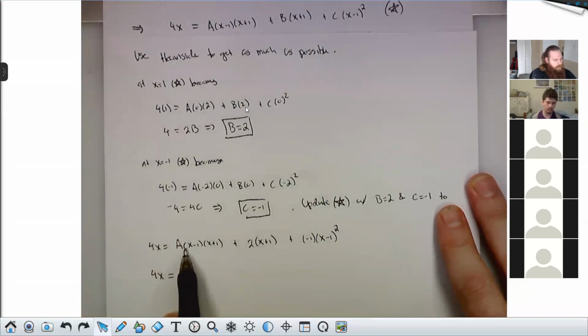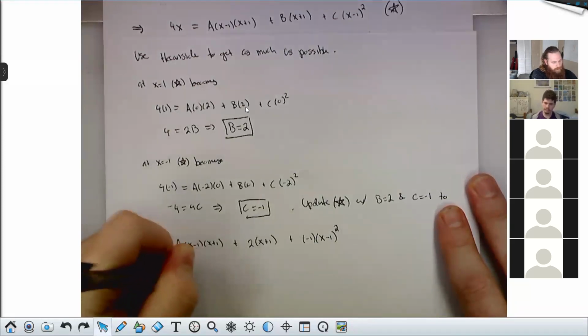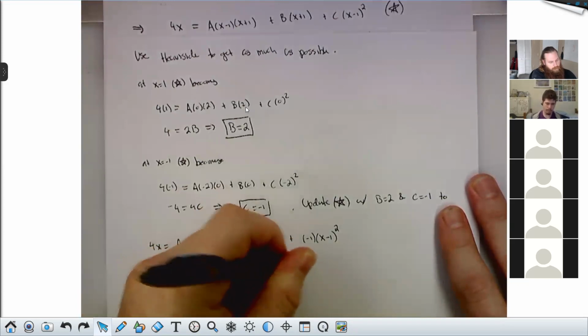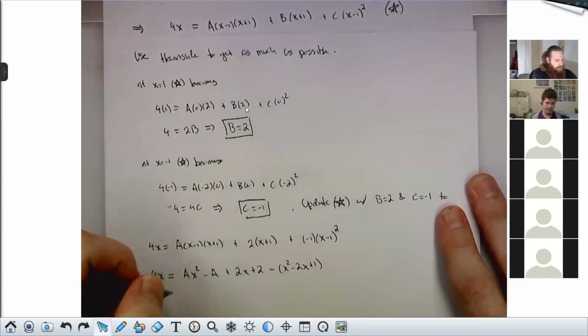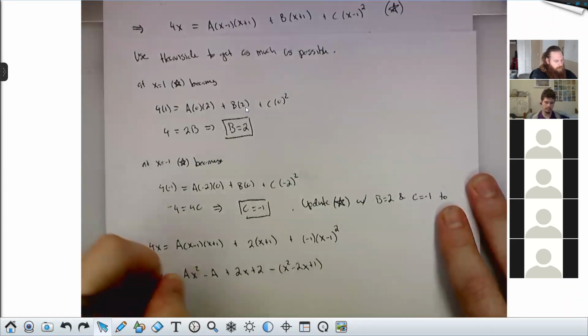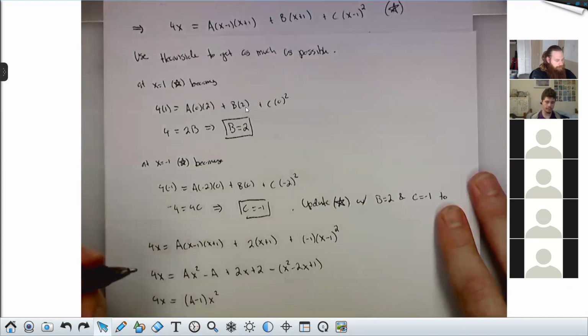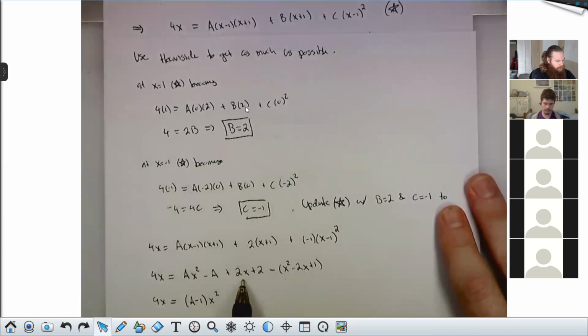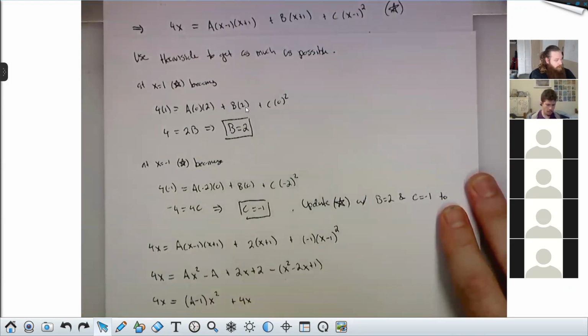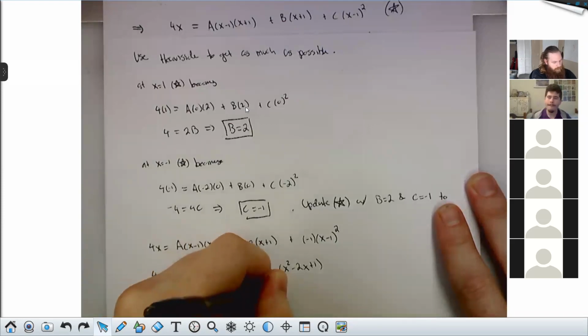My x squareds would be, I'll just write it out. This will be ax squared minus a plus 2x plus 2 minus x squared minus 2x plus 1. So you'd have 4x equals, where are my x squareds? I'd have ax squared minus 1x squared. That's a minus 1 x squared. My linear terms, I've got a plus 2 here and a plus 2 here. So I get plus 4x. And then my constant terms, I have a minus a, I have a plus 2, and I have a minus 1. So that is plus 2 minus 1. That's negative a plus 1. 1 minus a.